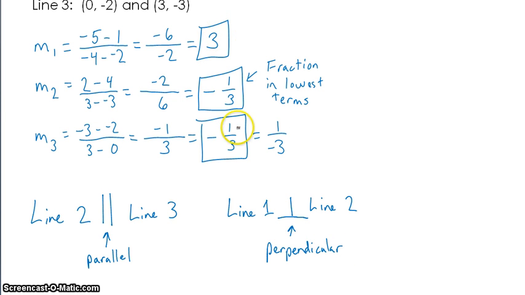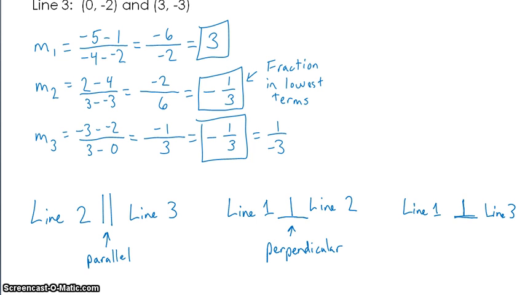Line 1 and line 3 also have opposite reciprocal slopes. So those two lines are also perpendicular. I can use the symbol for perpendicular to say that those lines are perpendicular.